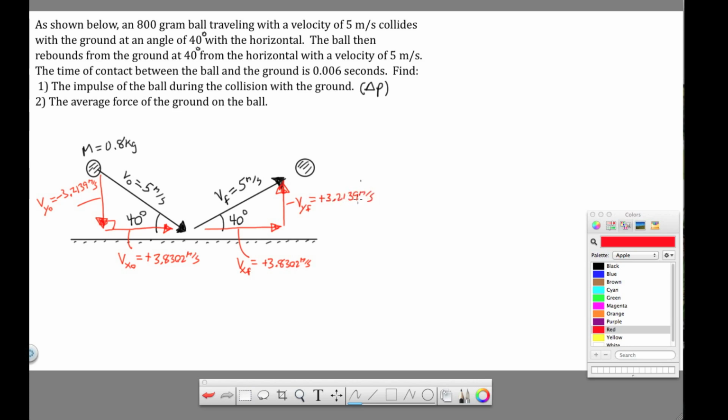And again, the sign convention I'm using here is up is plus, down is minus. That's why this y initial velocity is negative and this y final velocity is positive. This vector points down, this vector points up, and then in the horizontal direction we have to the right is plus, to the left is negative. So there's our sign convention.